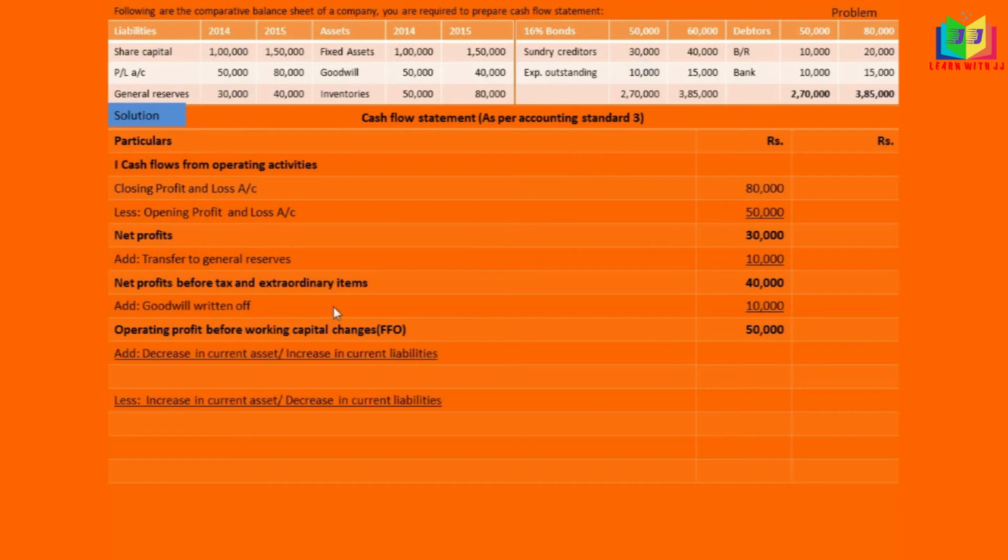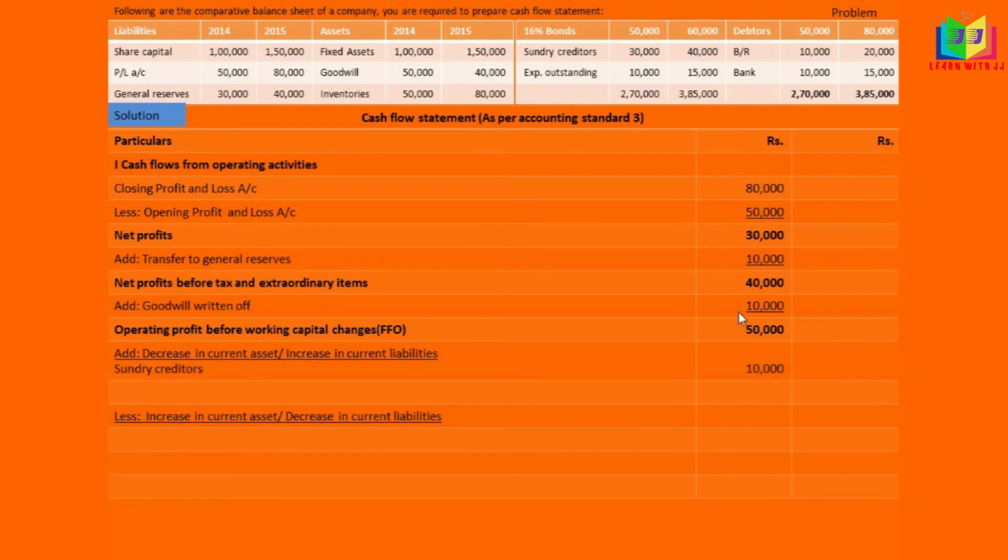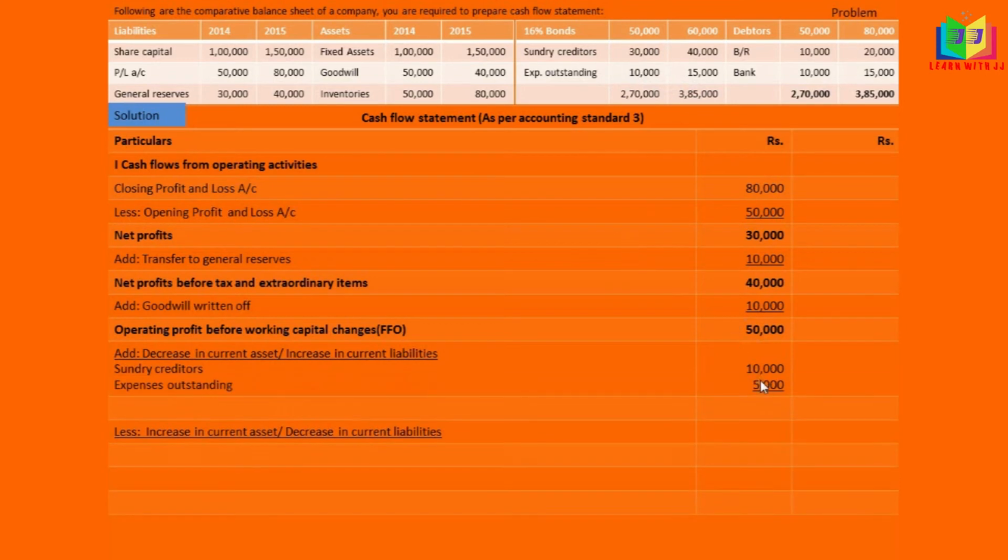We have to add the decrease in current assets and increase in current liability, and subtract increase in current assets and decrease in current liability. We'll check what happens. For this creditor, opening balance is 30,000 and the closing balance is 40,000. So 10,000 increase, so we have to add this. Next, expenses outstanding 10,000 and this one is 15,000. So again current liability increases, so we have to add 5,000.